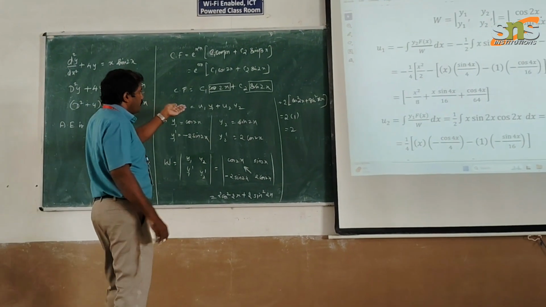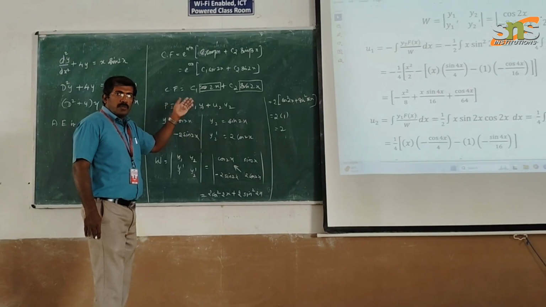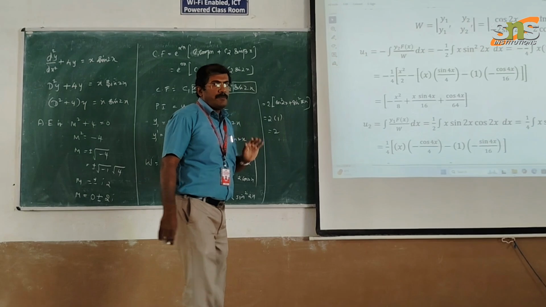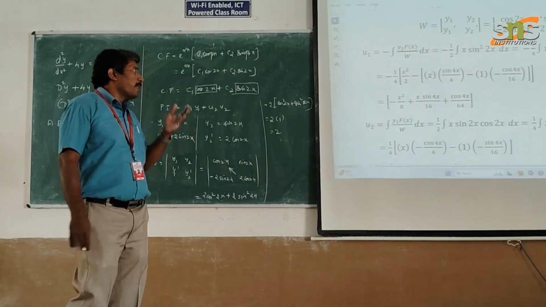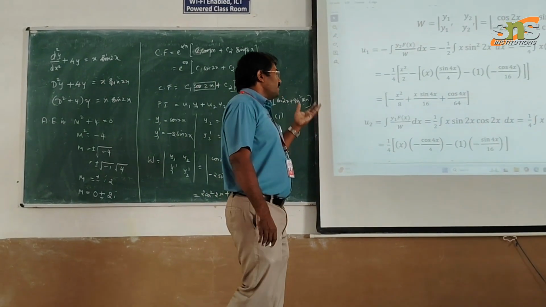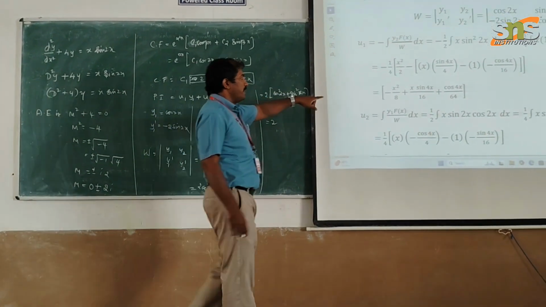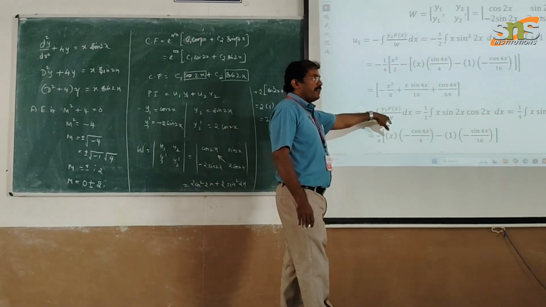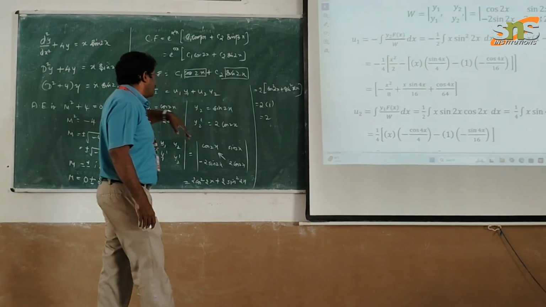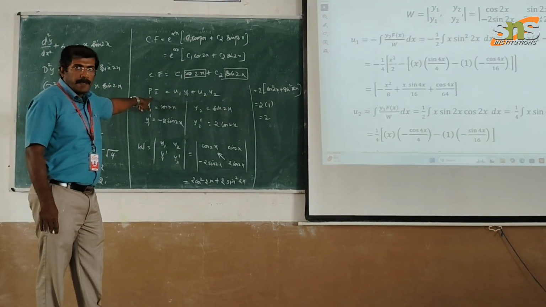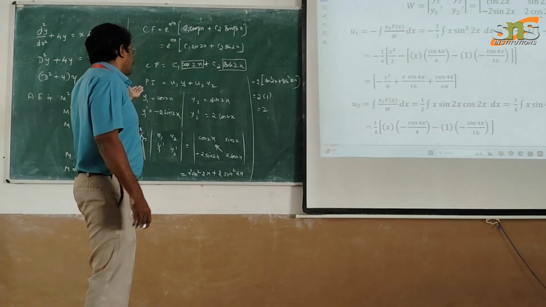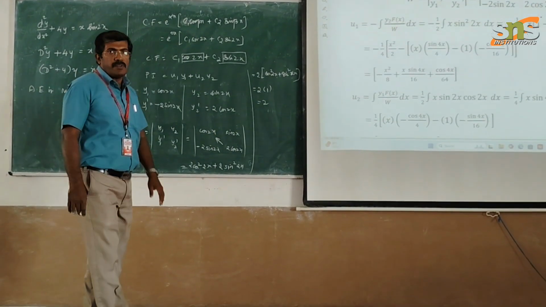Now you can find u1 and u2. The formula for u1 is minus integral y2 f of x by W dx, and u2 is integral y1 f of x by W dx. These two results will give you the terms required for the PI. With these two ideas, we can connect with the terms given here so that you will get the particular integral.